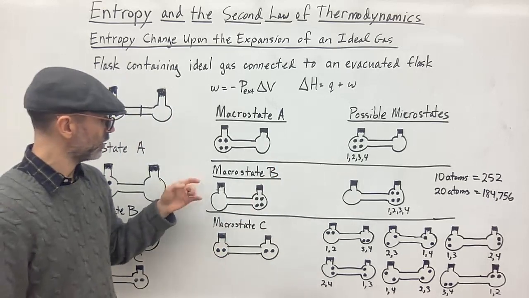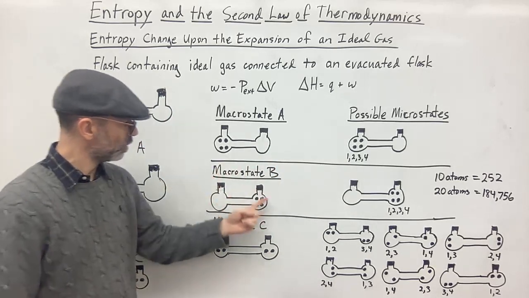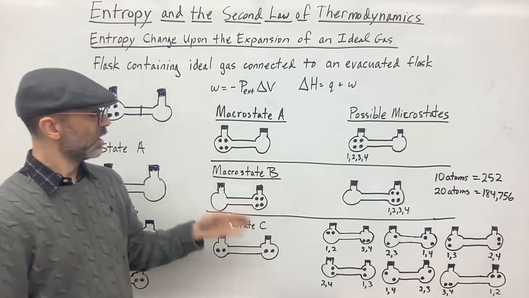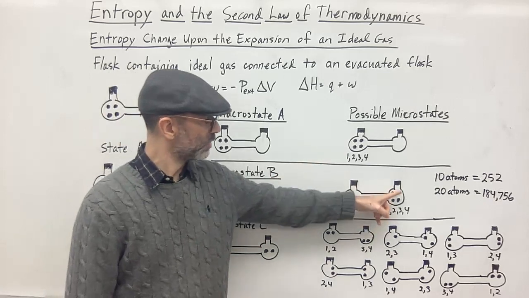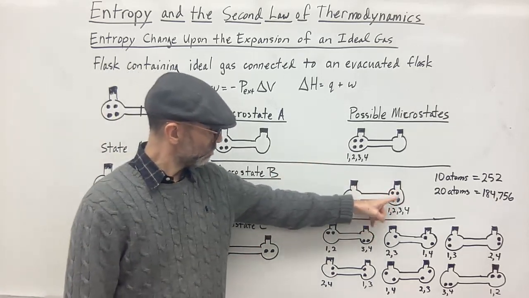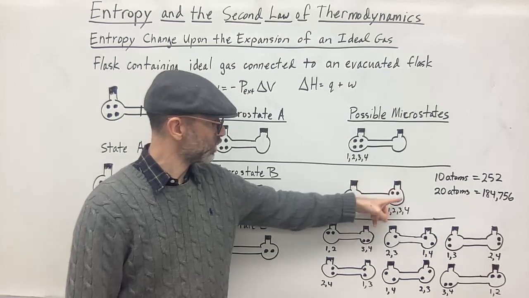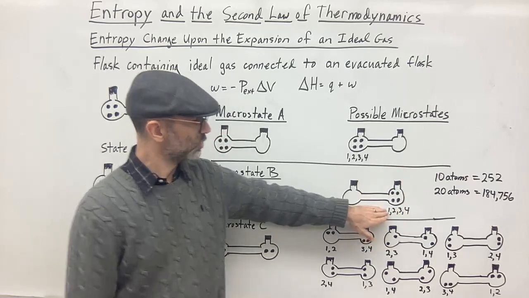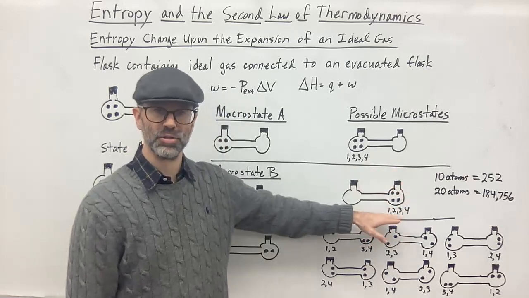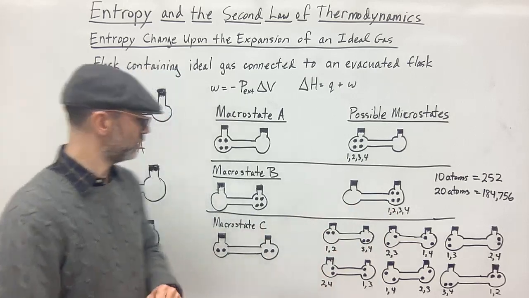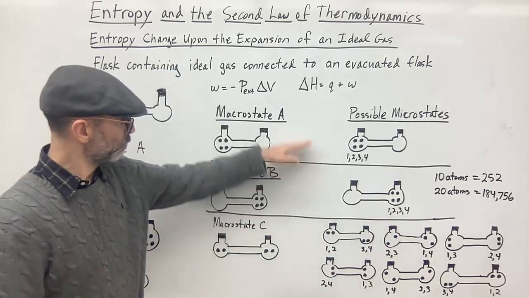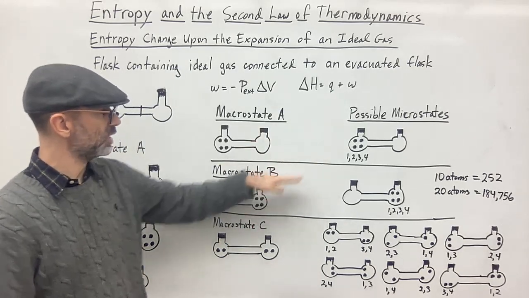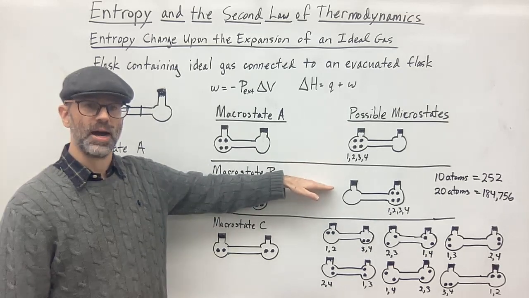And the same thing with macrostate B, where all of the particles are on here. If we look at the microstate and what the positions are of each of the particles, assuming that it doesn't matter which spot the particle is taking, all particles are on this side. So 1, 2, 3, 4. So this is 1 microstate here. So for both macrostate A and macrostate B, both of these only have one possible microstate.